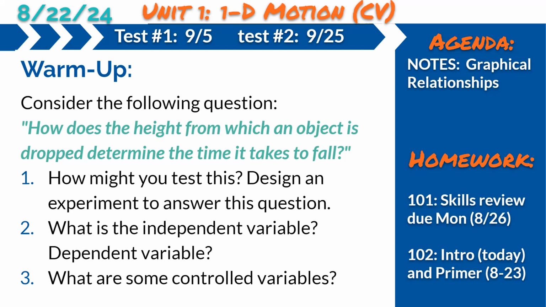Perfect. So in that scenario, did you have a different answer or was it pretty similar? It was pretty similar. Pretty similar, okay. In that experiment or in both of their experiments, and hopefully yours looked similar as well, what would be your independent variable? The height from which you drop it. Okay, and then your dependent variable would, of course, then be the time that you would measure for it to fall. What are some things that you might want to control in that experiment?